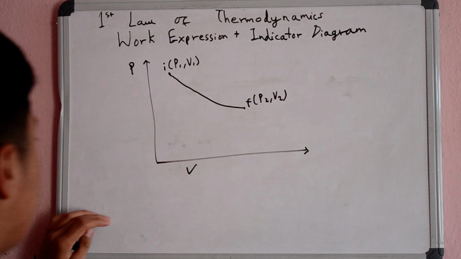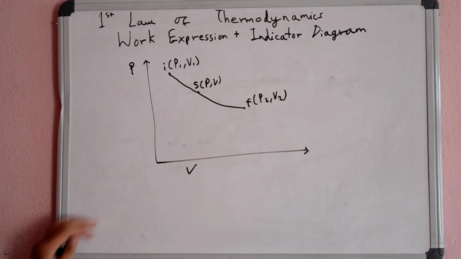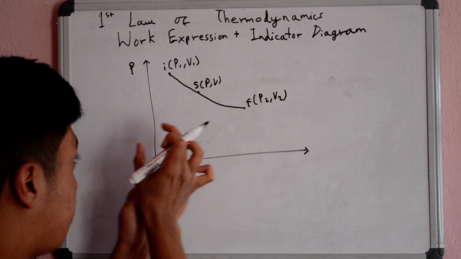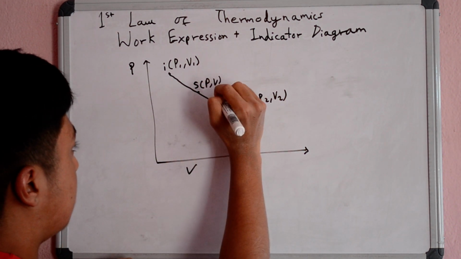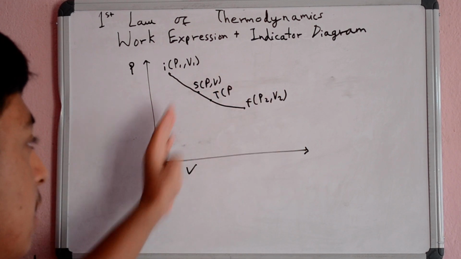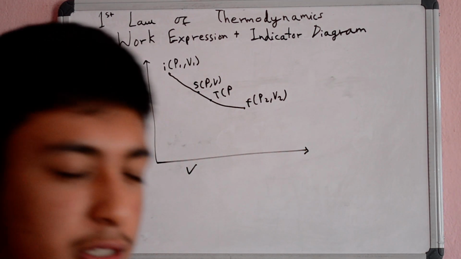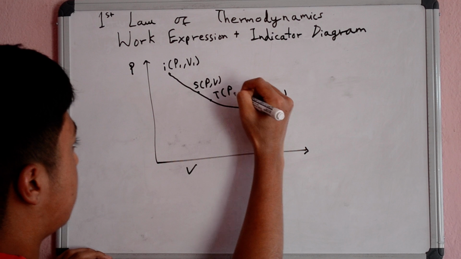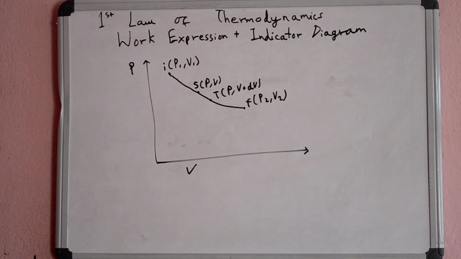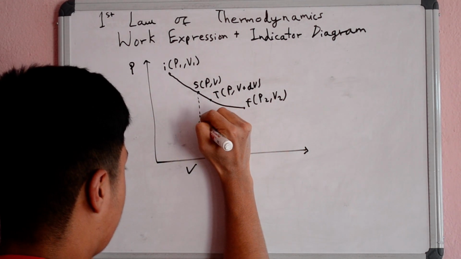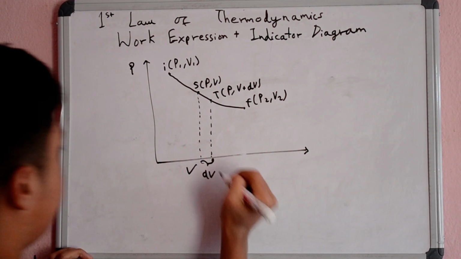Now let's take any point over here, let's call that S, and it will be at a pressure P and volume V. And we take a small distance dV, like right here for example, let's say T with pressure P, because for a very small increase in volume, the pressure is almost constant. So here it will be volume V plus a small change in V, which we'll write dV. Now let's draw a straight line parallel to the pressure axis like this. This small distance is dV, of course.